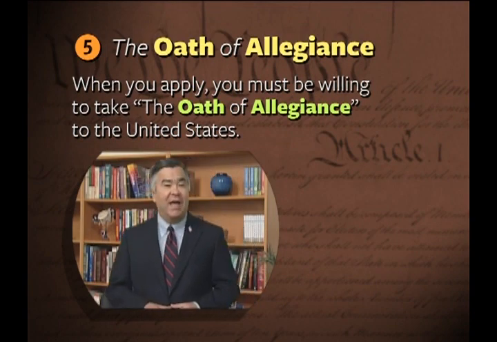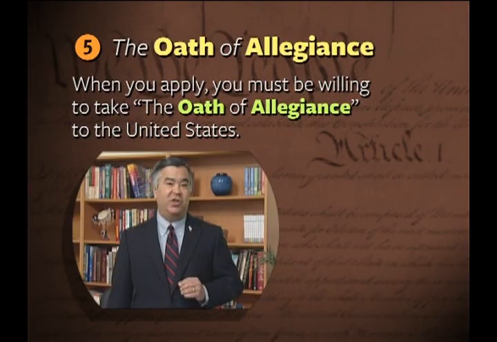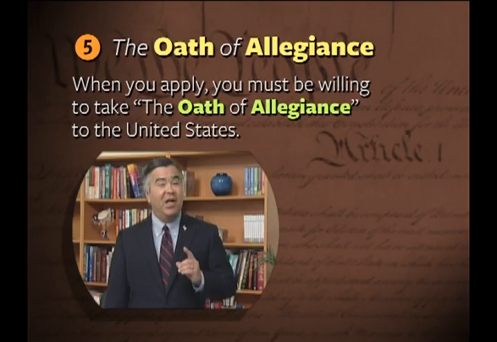When you apply for naturalization, you must be willing to take the oath of allegiance to the United States. An oath is a promise that is spoken aloud and in public. Allegiance means faith, devotion, or loyalty. So when you take the oath of allegiance, you are making a public promise that you will be loyal to the United States. Taking the oath of allegiance is the final step in the process of becoming a citizen.